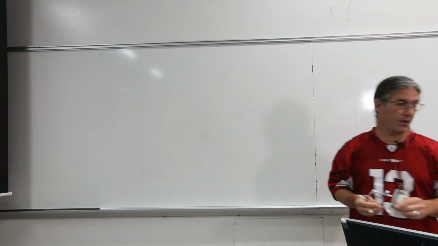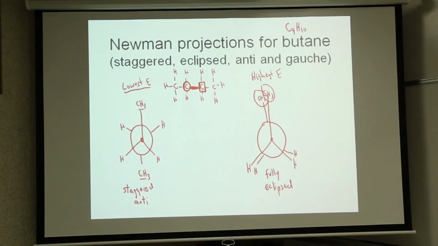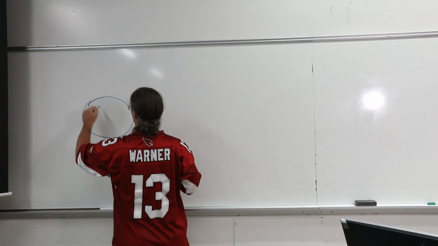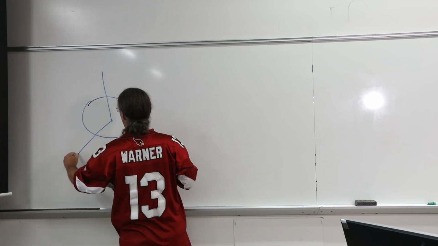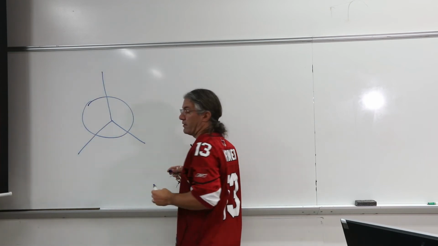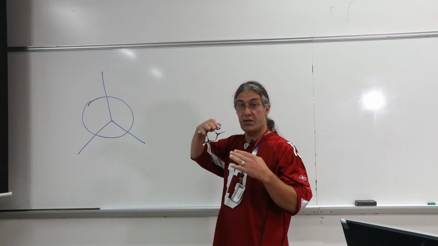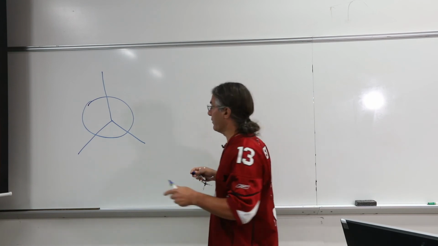There's a couple others that are noteworthy because they're either eclipsed or staggered, just like those are eclipsed or staggered, but the relationship between the methyls, carbon 1 and carbon 4, is going to be different. So a staggered conformation is always going to be lower in energy than an eclipsed, because the substituent groups get a little farther from each other.